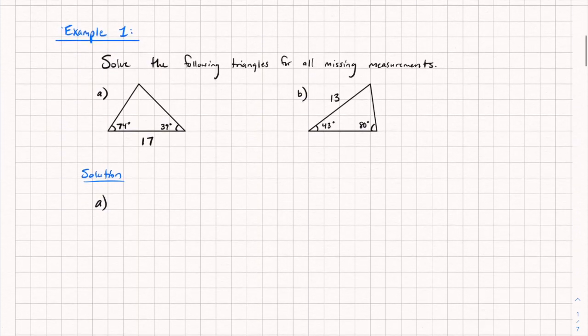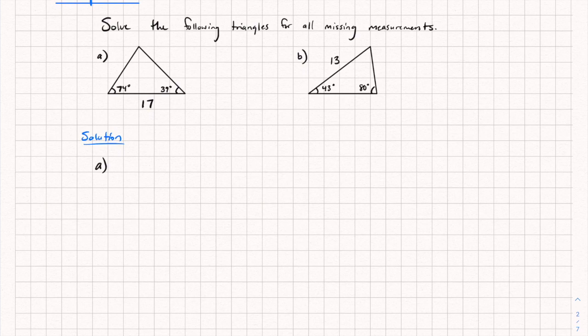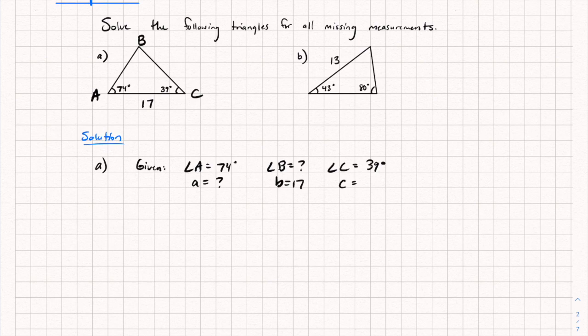So I essentially have our first example here. Let's solve the following triangles for all missing measurements. You'll notice that these two triangles have no labels. So just looking at A, let me go through. I'm just going to call this A, B, and C. If I think about what I'm given, I'm given angle A, which is 74 degrees. I don't know angle B. Angle C is 39. Little a, I have no idea. Little b, I do know. Little c, I do not know, right? Because this would be little c and this would be little a.